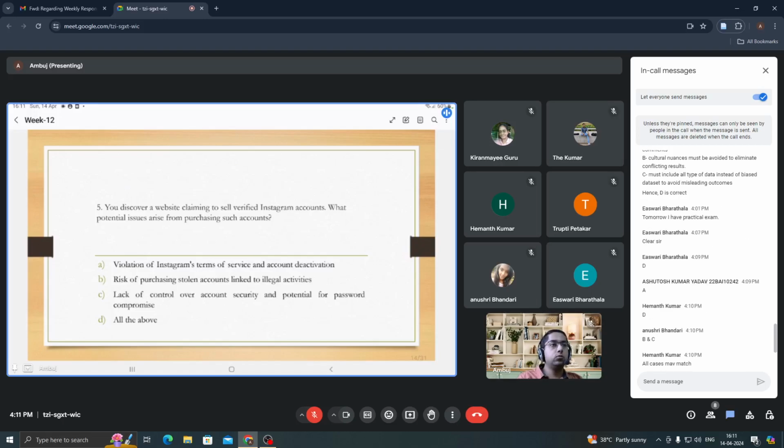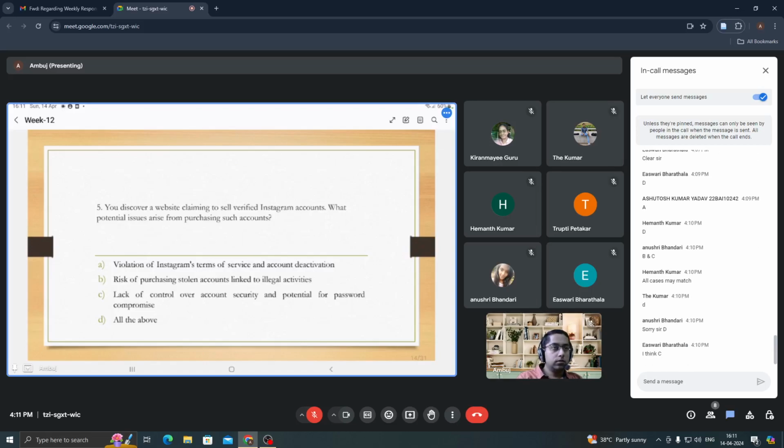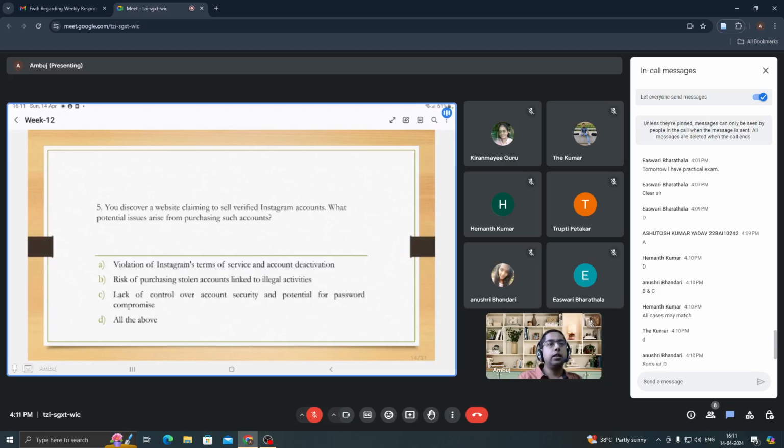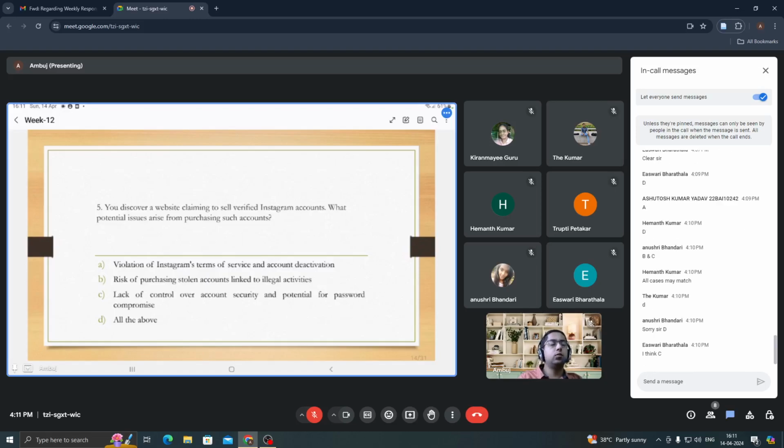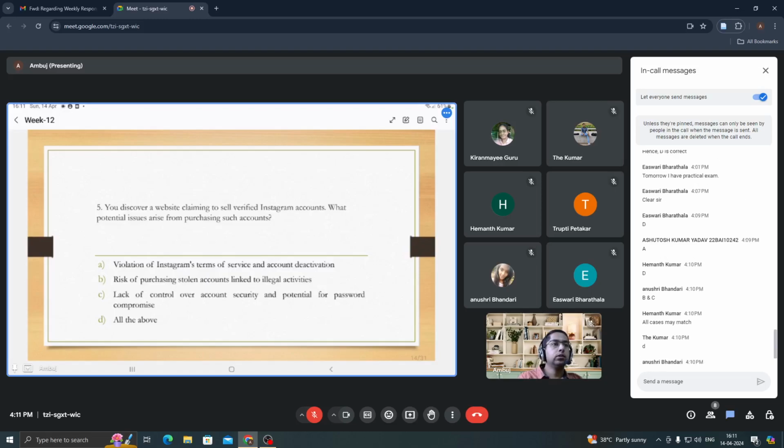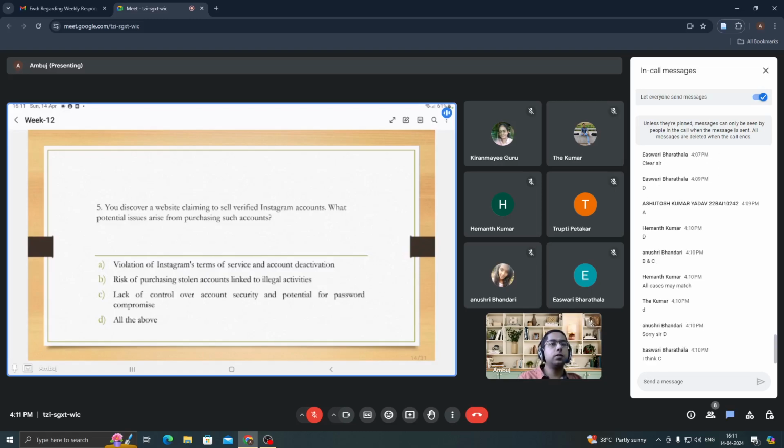Kiran, where are you? I don't see any opinion of yours. Please provide your opinion. Ishwari, why do you think C? Earlier you thought D, then you thought C. What happened? Any opinions? Hemant is saying all options will match. Great.